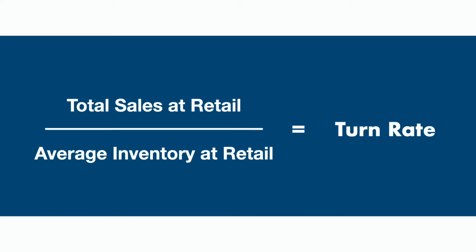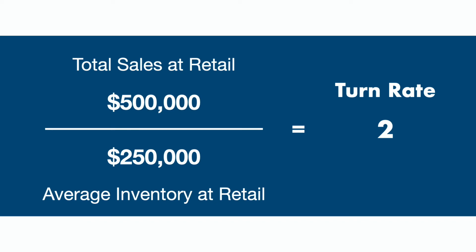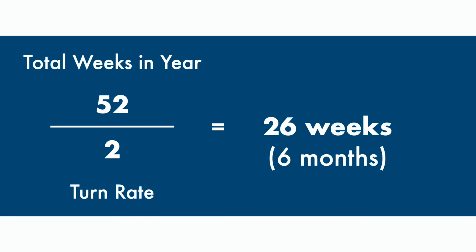To calculate your turn rate, you take your total sales at retail for a 12-month period, divide it by your average inventory at retail for the same period. So, if your sales for last year or the previous 12 months was $500,000 and your average inventory over that same time period was $250,000, then your turn would be 2, meaning you turn your inventory twice a year. So with 52 weeks in a year, you would always need to have 26 weeks worth of inventory on hand, or about 6 months worth.